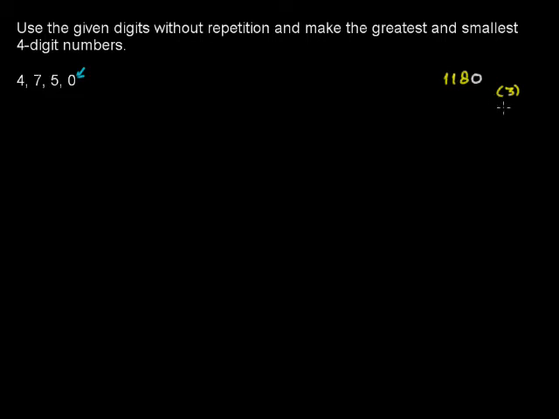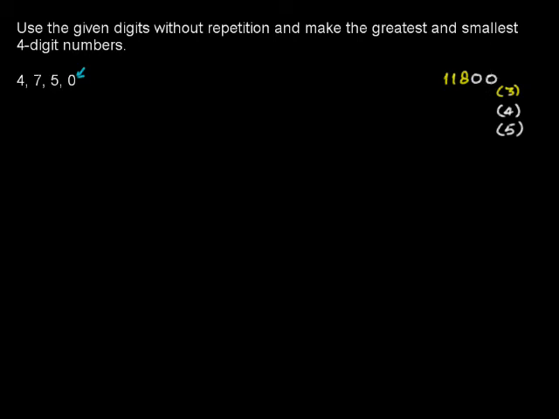This is now a 4-digit number, and its value, previously 118, is now 1180. What if I add one more 0 here? Now it is a 5-digit number and its value is 11,800.